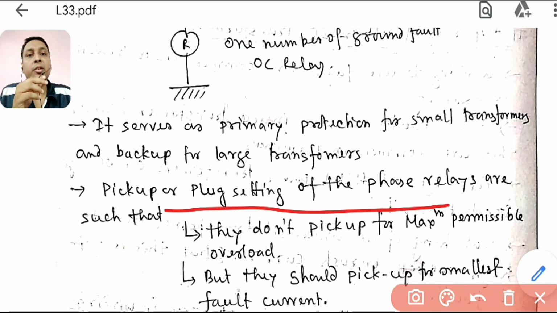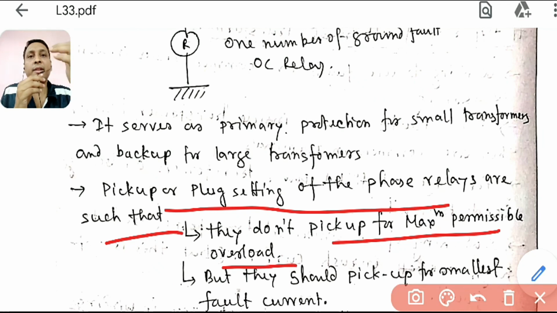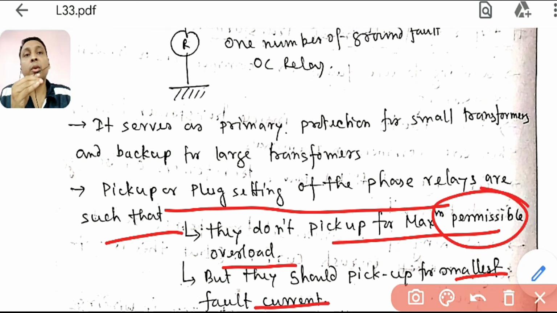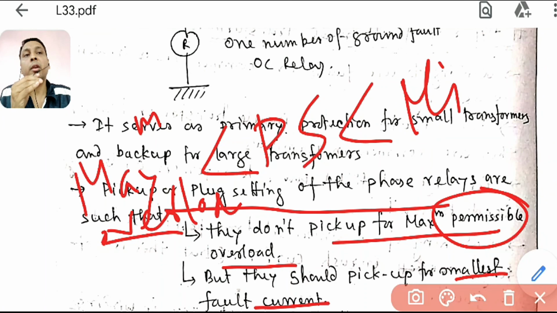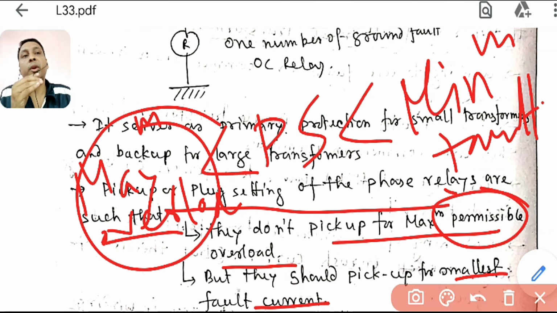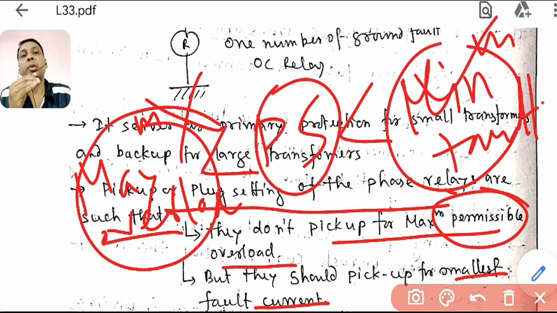So what are the plug settings of the phase relays? We have discussed in that lecture also. The plug setting, it's like an overcurrent relay or IDMT relay, you can say. It should not pick up for maximum overload, so that it can distinguish between the maximum overload and the smallest fault current. It should operate for the smallest fault current, but it should not operate for maximum overload. So your plug setting should be in between maximum overload and minimum fault current. So that for this it will not trip, but for this it will trip. So your plug setting should be in between these two.